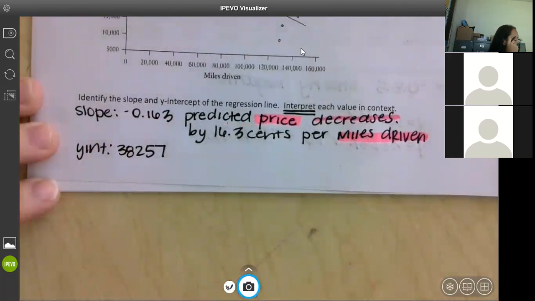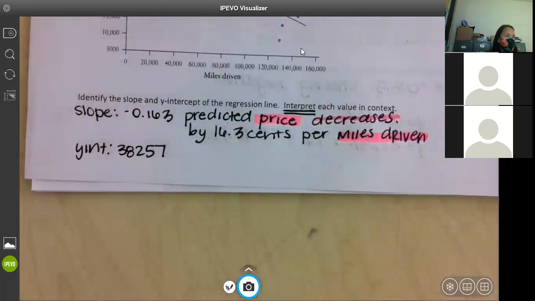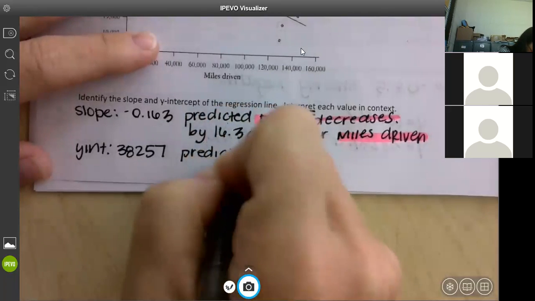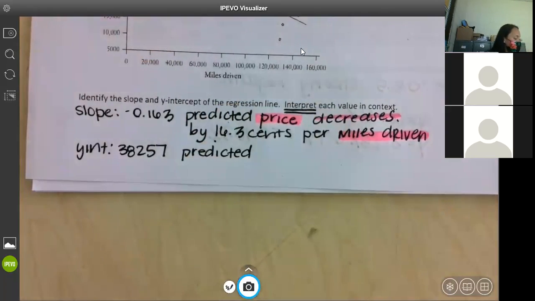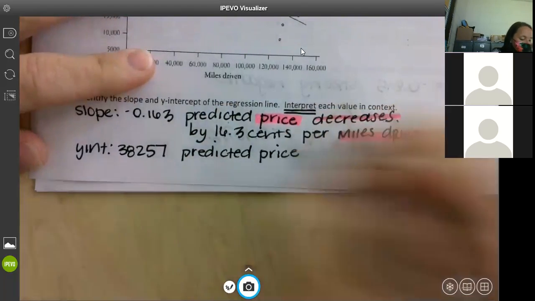So we identified it. Now we have to interpret it. That's how much a car costs if it hasn't driven a mile before. What kind of equation are we using? Why do we have the little hat? Predicted, we gotta have that. It is not how much it costs. It is the predicted price. Okay, so be careful putting that because you will lose points.